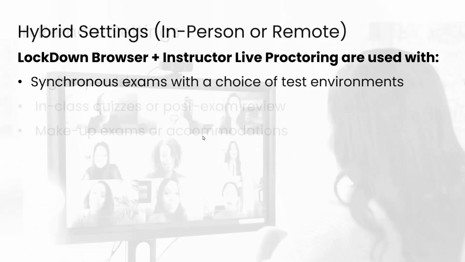Now, a lot of hybrid settings use Instructor Live Proctoring too. This means that some students might be in a classroom and others remote at the same time. Instructors can simply require Lockdown Browser and use Instructor Live Proctoring, but only the students who join remotely need to be in that video conferencing session. The students in the classroom are just using Lockdown Browser, and the instructor is able to observe and manage everyone.